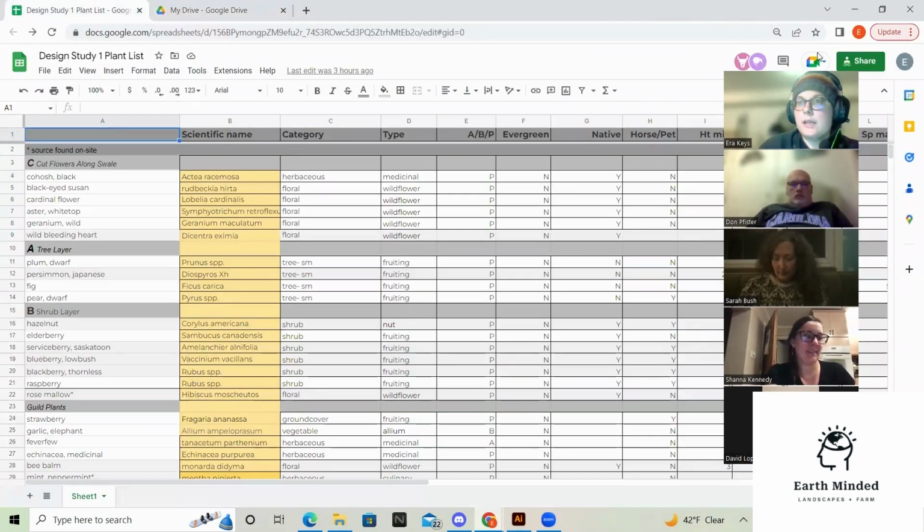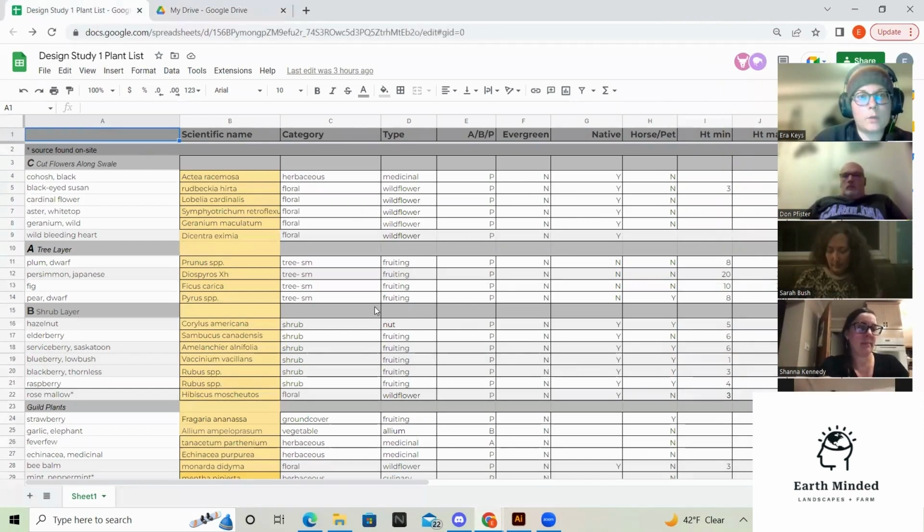Okay, so either you can look at what is on your screen, or you can go ahead and go into the plant list yourself. You can choose your poison. So let me go over what you're looking at, and then we're going to go over the different organization of these plants and why the plants were chosen. So we have the common name in column A, and also where its functional place is in the design.